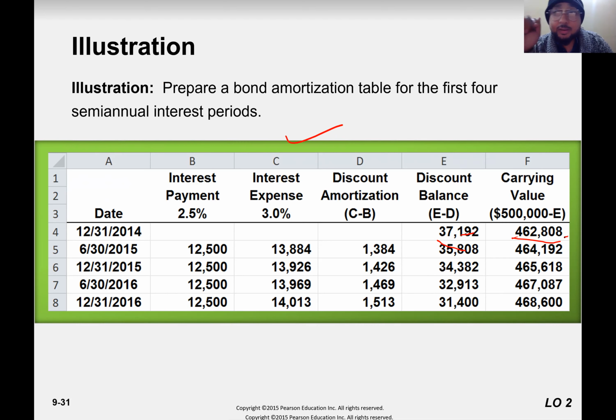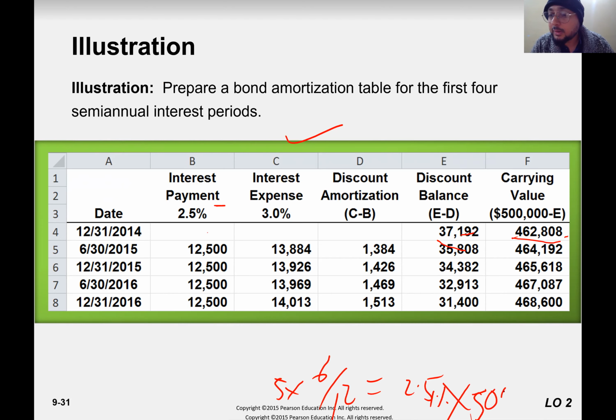So how much is the interest payment? Interest payment is based on the coupon. Coupon is 5%. 5 multiplied by 6 over 12, the answer is going to be 2.5%. 2.5% of what? Bond face value. Bond face value is not 600,000, it is 500,000. The answer is going to be 12,500, right?